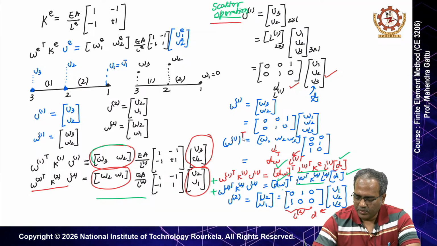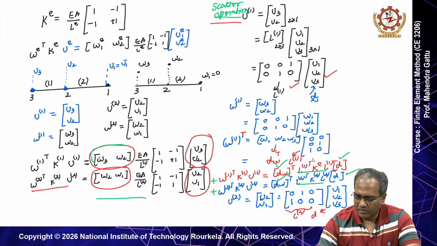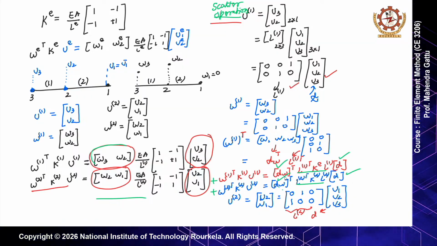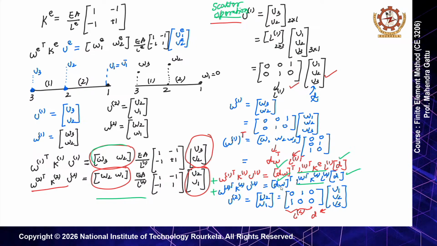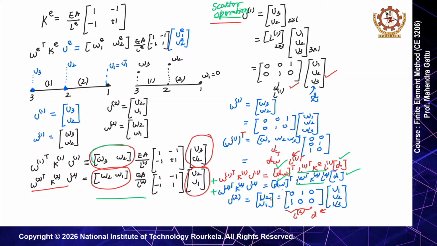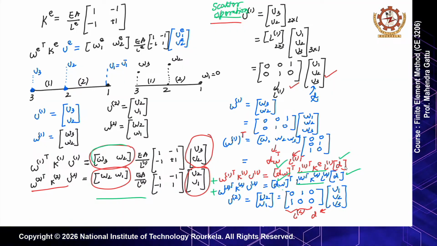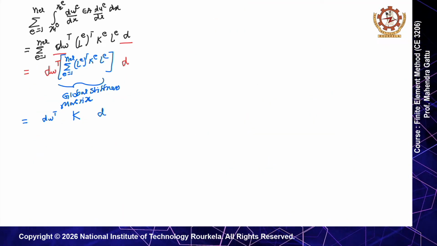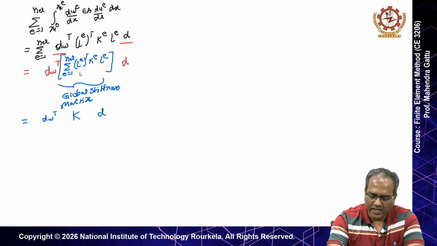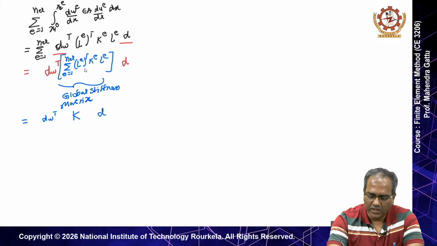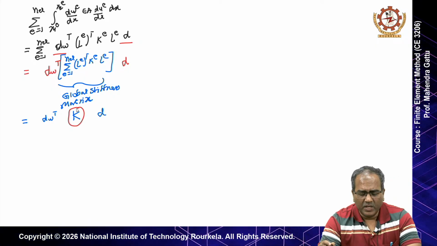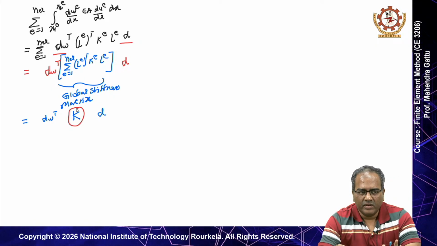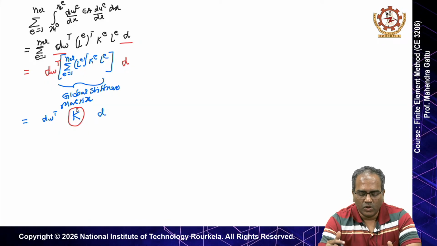If you take the transpose, you will get dW transpose times L1 transpose, and if you substitute it, you get dW transpose L1 transpose K1 L1 times D. Similarly, for element 2 we have dW transpose L2 transpose K2 L2 D. The dW and D terms are taken out, and we get the summation like this. So, this L transpose Ke L summed up over all the elements is called the global stiffness matrix K. In today's class we have learnt about the element stiffness matrix and the global stiffness matrix formulas.